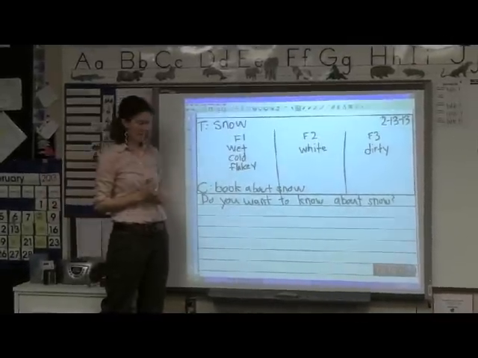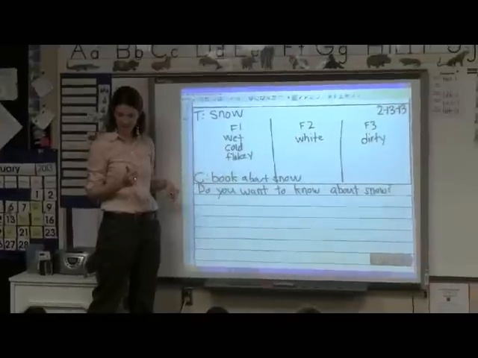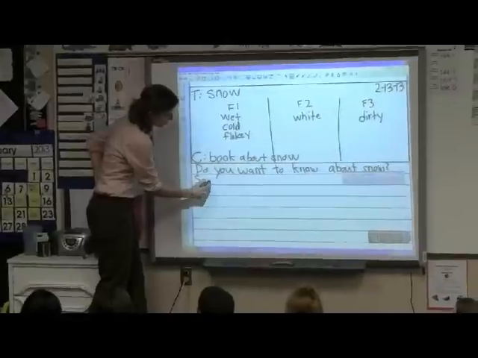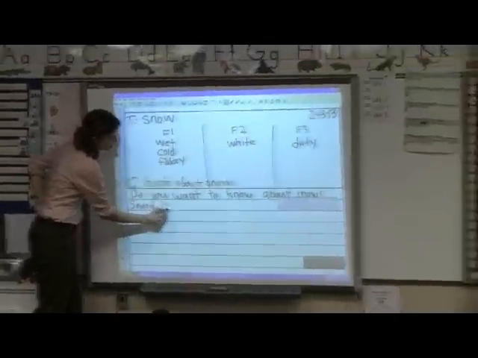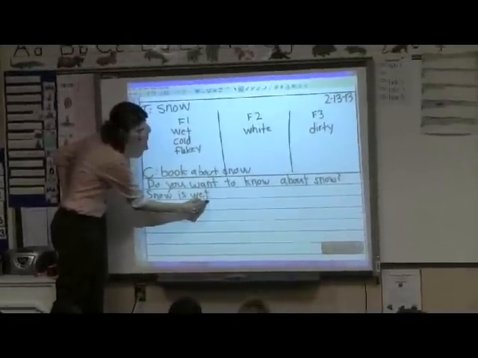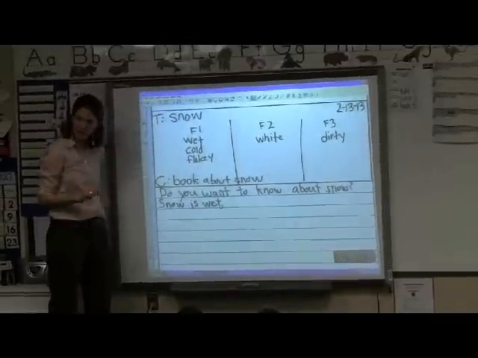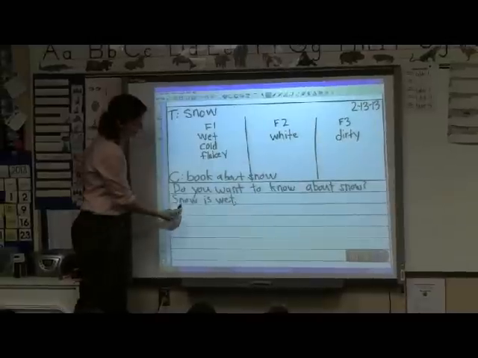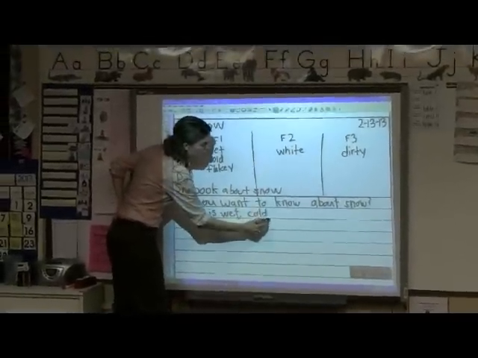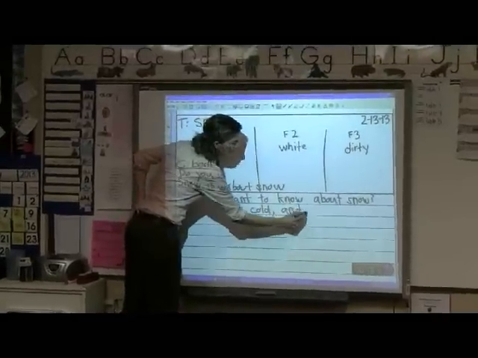Now I need to write about my facts. My first fact is that it's wet, cold, and flaky. So I'm going to start with a capital. Snow is wet. I'm going to write a comma because I'm making a list of what it's like. Anytime you make things in a list, you can separate those by that comma. Snow is wet, cold, comma, and flaky.